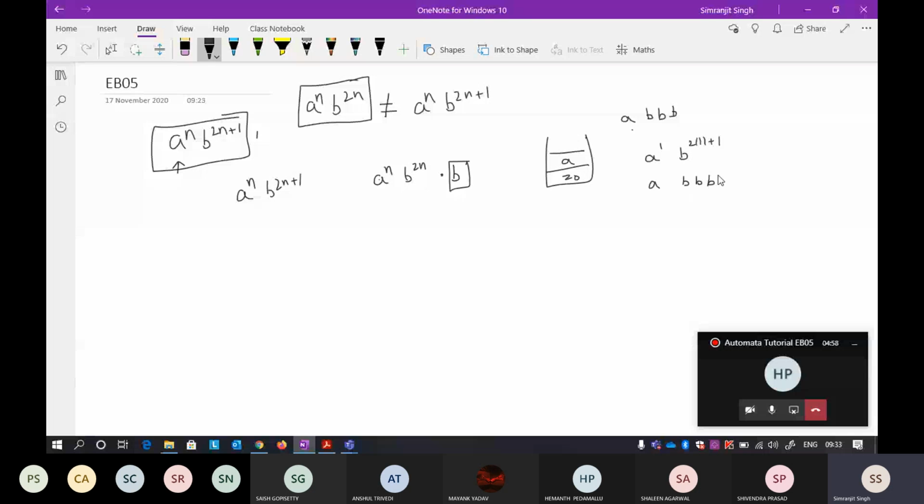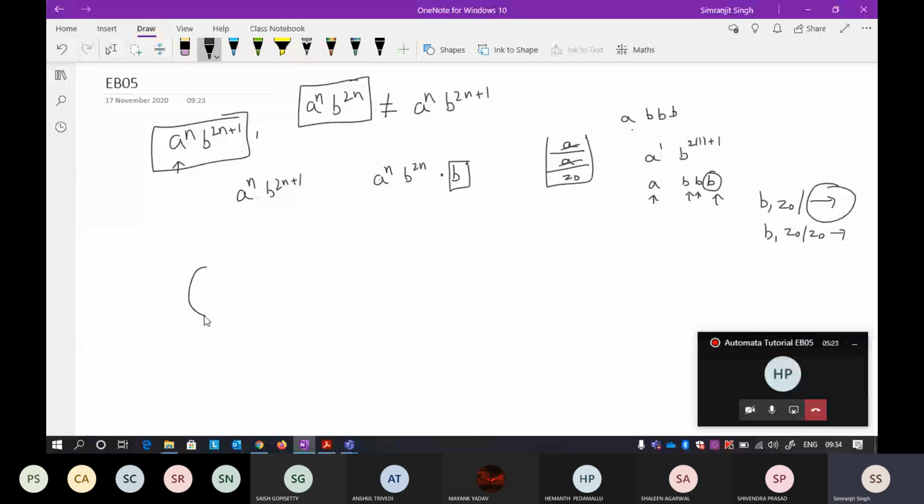Now when your pointer is here, you push two a's in the stack, and by seeing a b you pop it, by seeing a b you pop it, and then there is one b left. When your pointer is at that b, the stack will have z naught, so you just go to the final state. You do nothing, so it will be b, z naught, and you are going to the final state. Everything is the same.